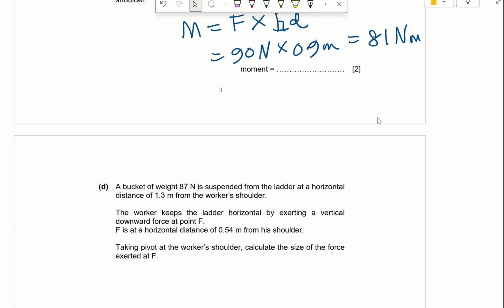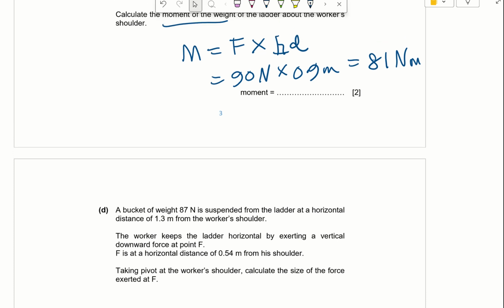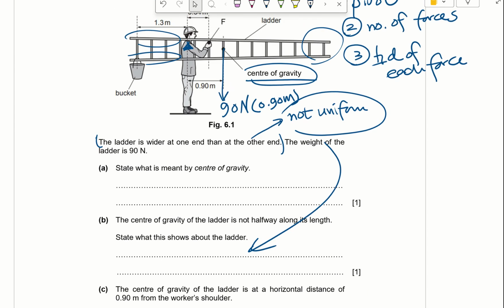Okay, part D, a bucket of weight 87 Newton. Okay, so this is 87 Newton. So now I know there are two forces. One is the 90 Newton, and it is 0.9 meters away from the pivot. The other one is 87 Newton. So I might as well write down the perpendicular distance, which is 1.3 meters.